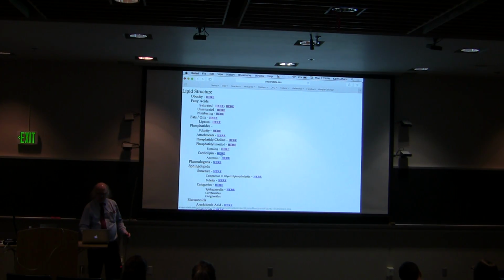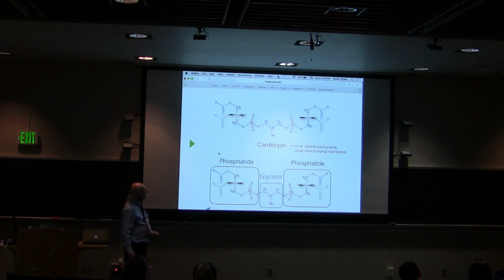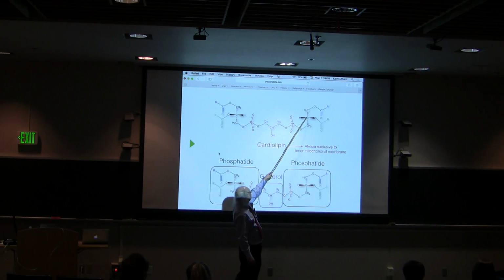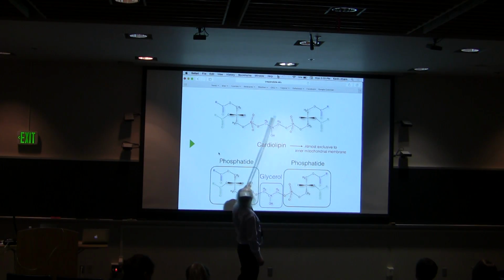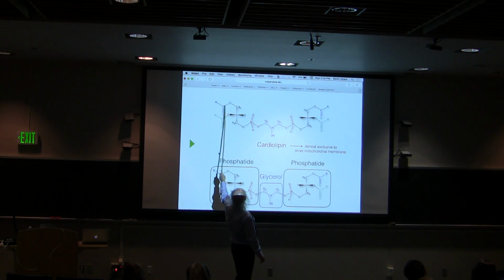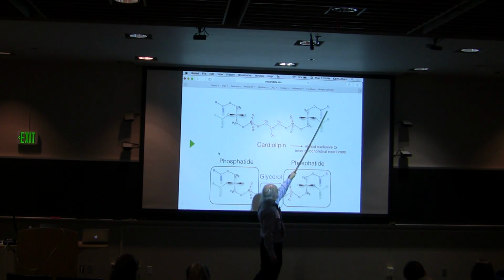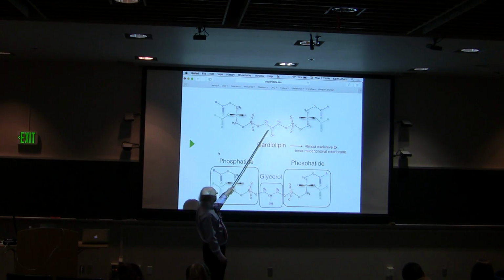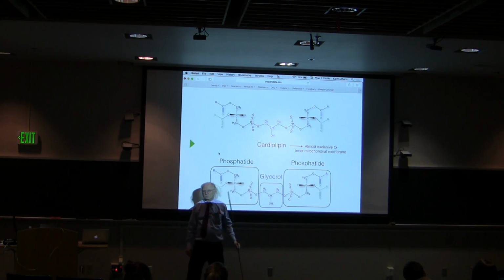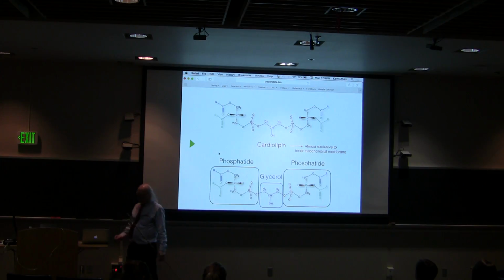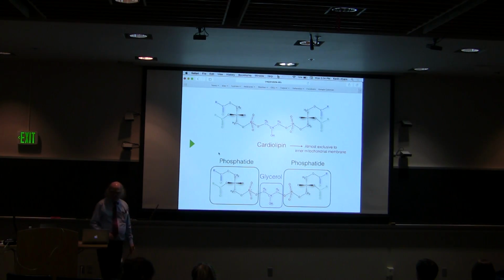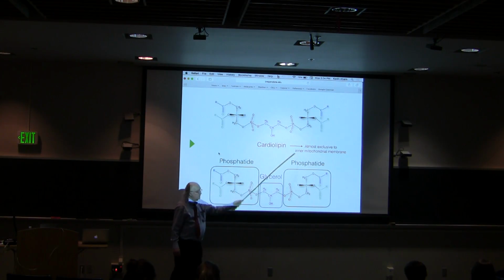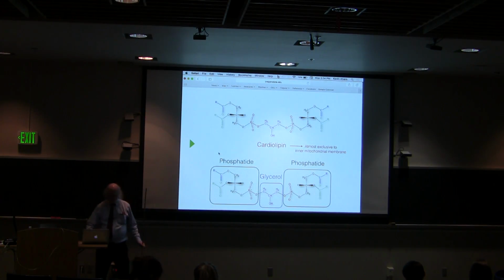Okay. Cardiolipin is an unusual one in that it's a diglycerol phospholipid. We see there's a glycerol, there's a glycerol, and four fatty acids. There's a phosphate, and then in the middle, there's a third glycerol. So it's a really unusual one. These are found predominantly, or almost exclusively, in the inner mitochondrial membrane.